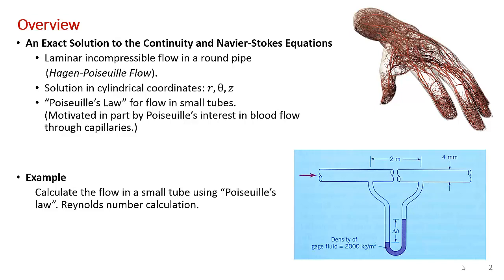And it's interesting to note that Poiseuille, the 19th century French physicist, was motivated to study this kind of flow in part because of an interest in blood flow through capillaries. And then I'll end this video with an example. I'll calculate the flow in a small tube using Poiseuille's law, and we'll do a calculation of the Reynolds number to check that indeed the flow is laminar.